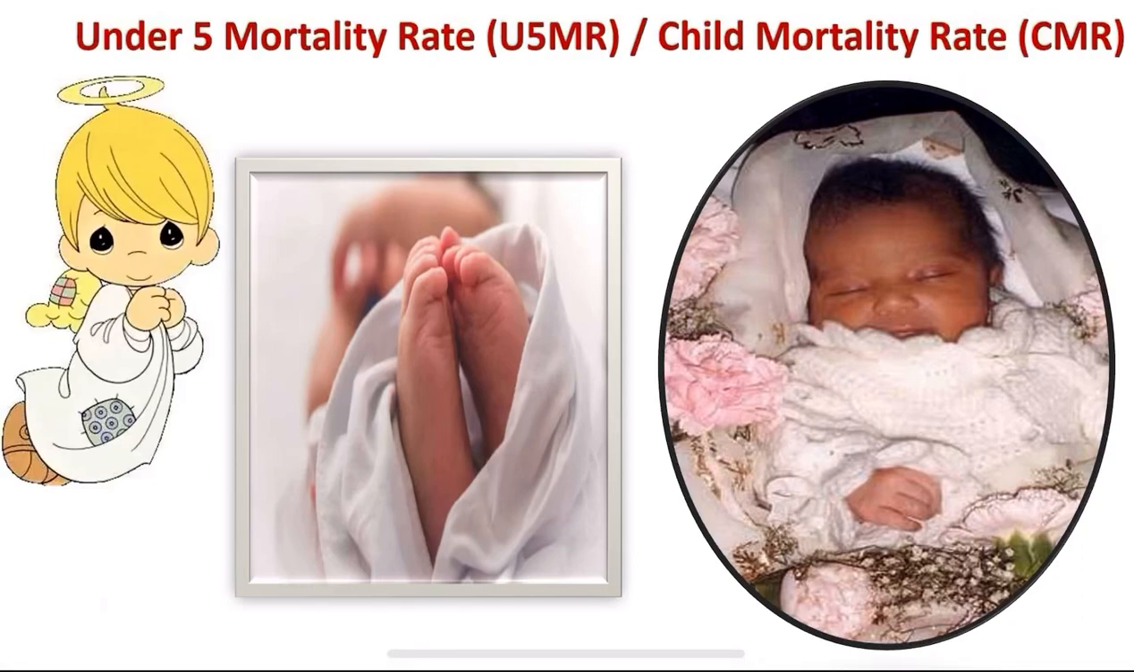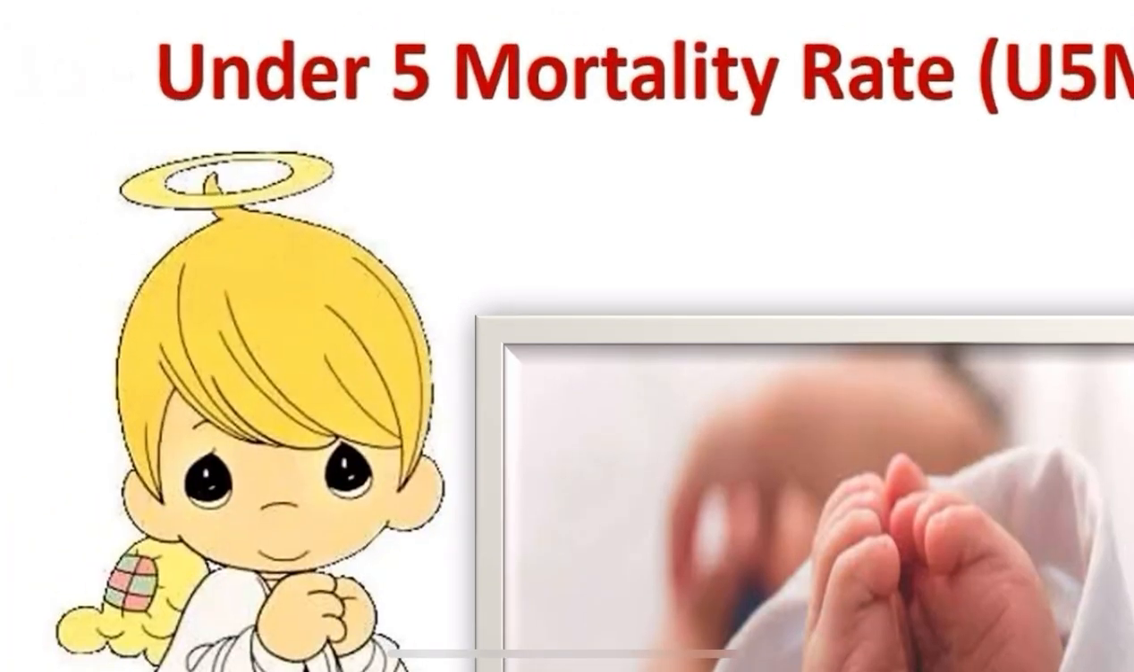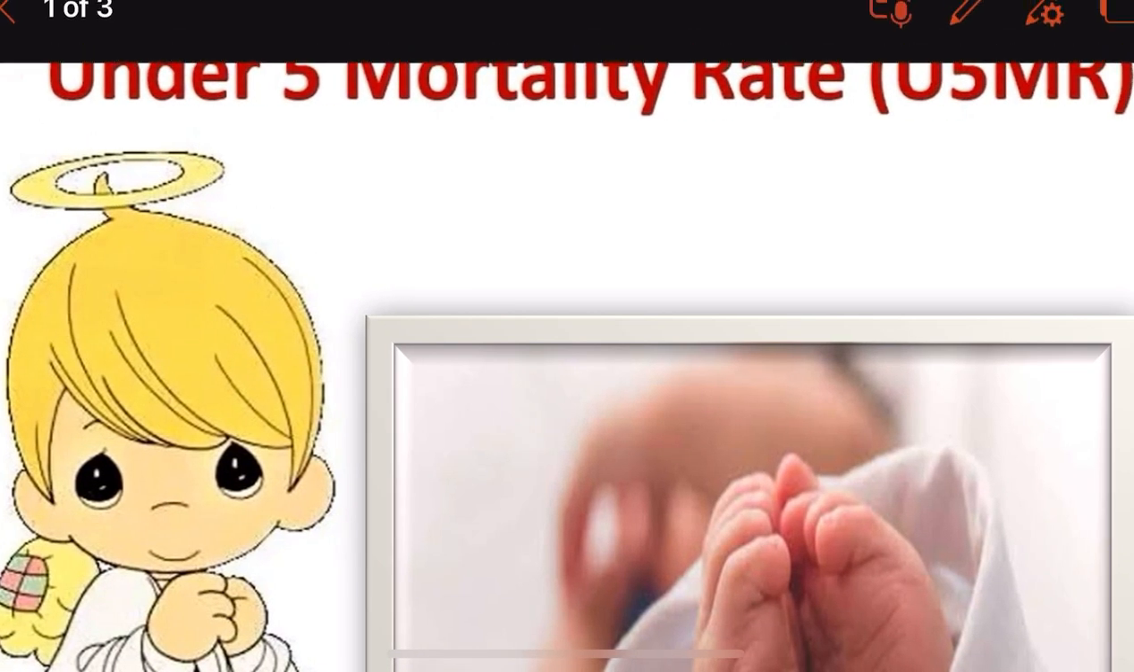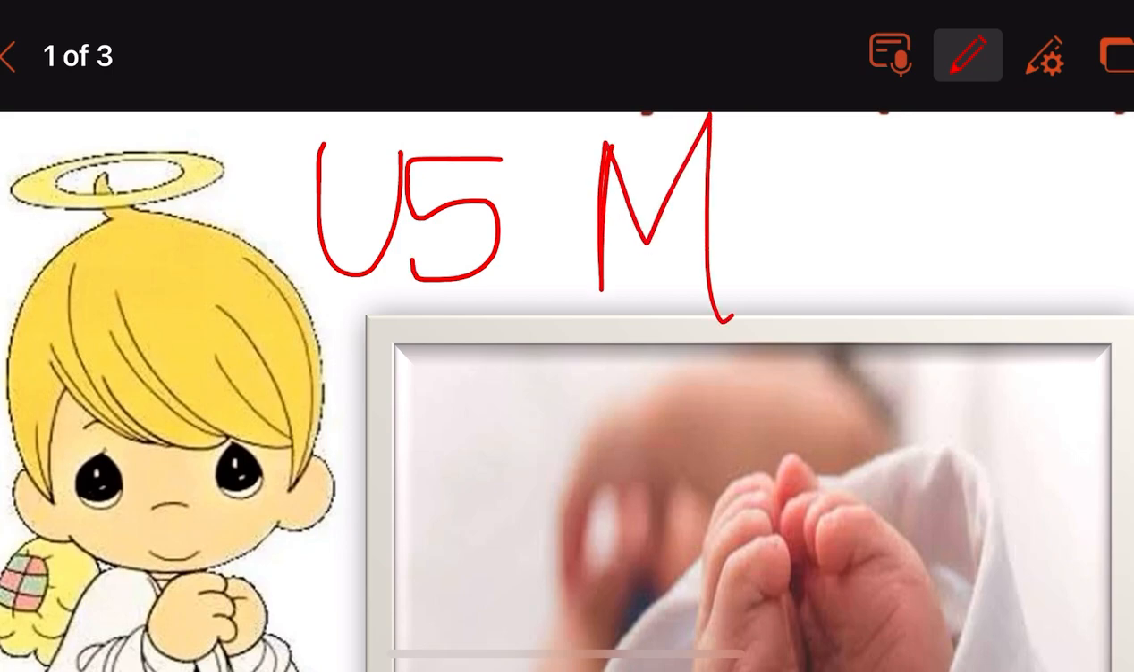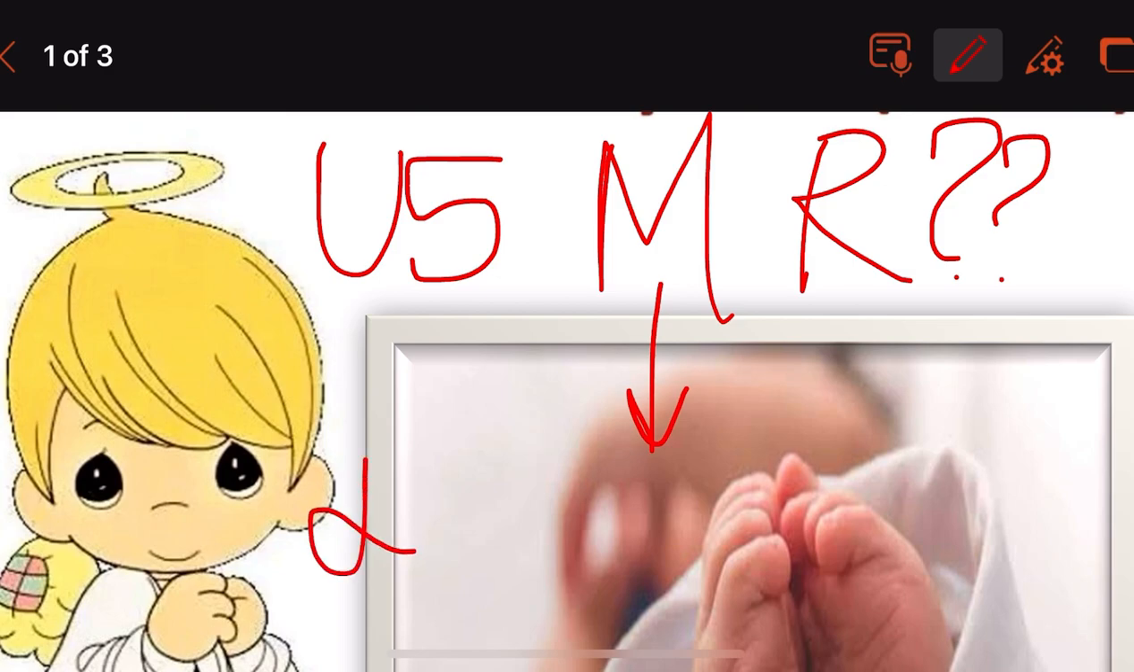Welcome back. In the chapter of preventive medicine and obstetrics, pediatrics, and geriatrics, in today's session, we are going to discuss the under 5 mortality rate, or the child mortality rate. So, under 5 mortality rate. What does it mean? Mortality is the death of the children who are aged under 5 years.